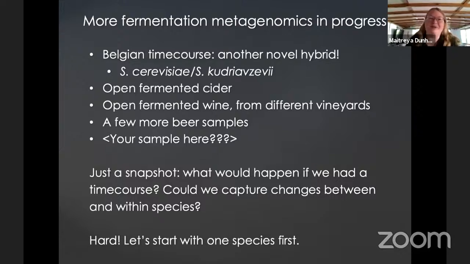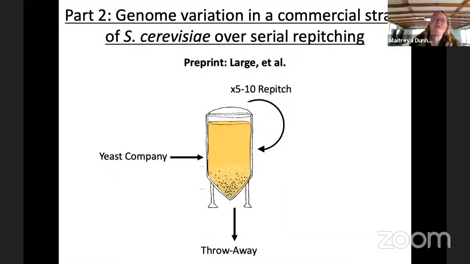We'd like to do it one day, and we're getting to some of it through the Belgian time course. But the next project I'm going to talk about is just using one species as a simpler way to get at that. This is a project that we just posted to bioRxiv, and it's looking at just passaging Cerevisiae in brewing and seeing what genome changes happen as you reuse Cerevisiae.